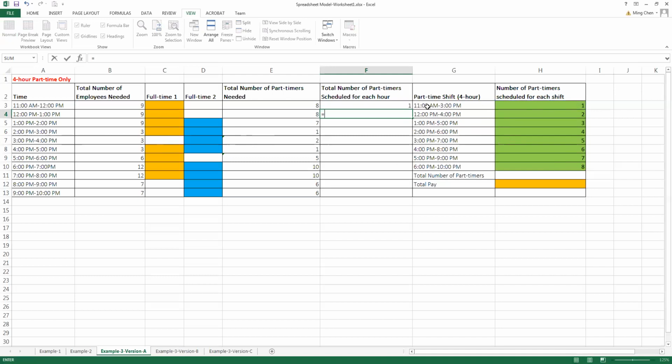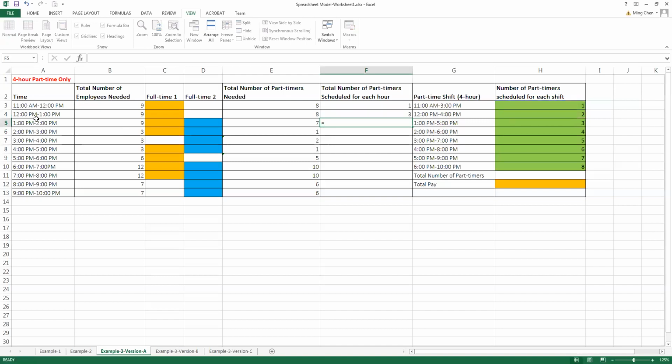The first person will be working from 11 to 3. Does the shift 11 to 3 cover the period from 12 to 1? The answer is yes. Whoever is working from 11 to 3 covers the period from 12 to 1. Anybody else working from 12 to 1? This person, working from 12 to 4, covers the period from 12 to 1. So it's H3 plus H4.